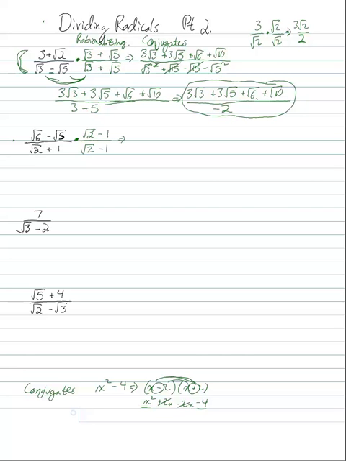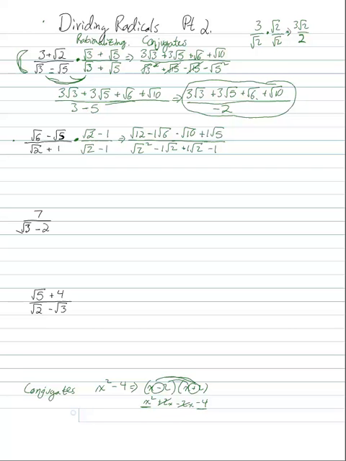So if I do that in the top, I'm going to have to FOIL. So square root of 6 times square root of 2 is square root of 12. Square root of 6 times minus 1 is minus 1 square root of 6. Minus square root of 5 times square root of 2 is minus square root of 10. Minus square root of 5 times minus 1 is plus 1 square root of 5. The denominator: square root of 2 times square root of 2 is square root of 2 squared. Outer, minus 1 square root of 2. Inner, plus 1 square root of 2. Last, minus 1. Okay, so I'm going to try to simplify this more.